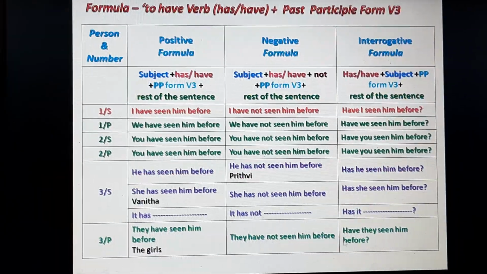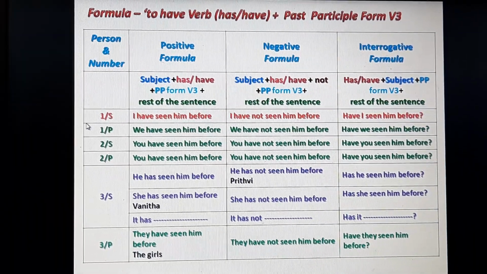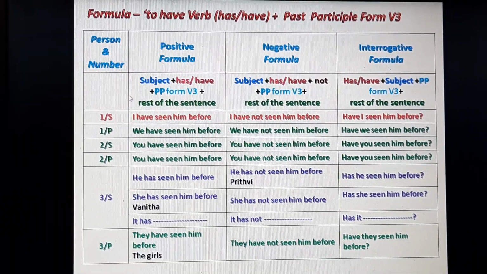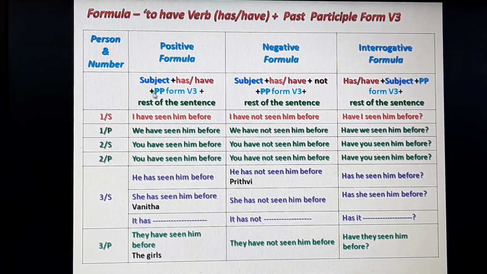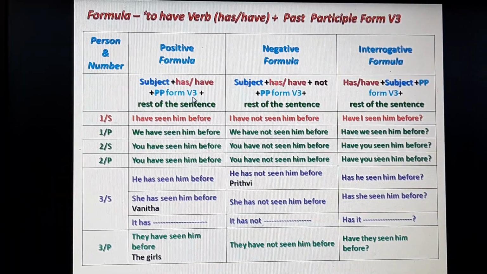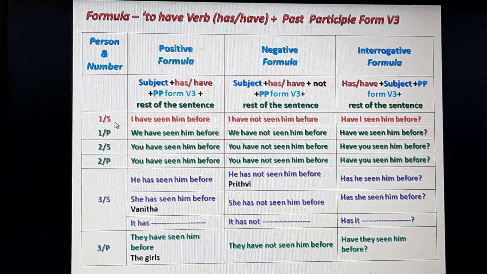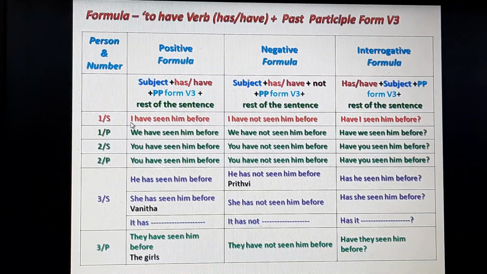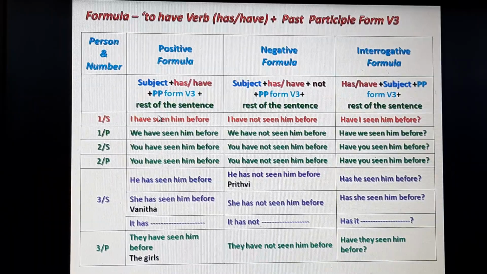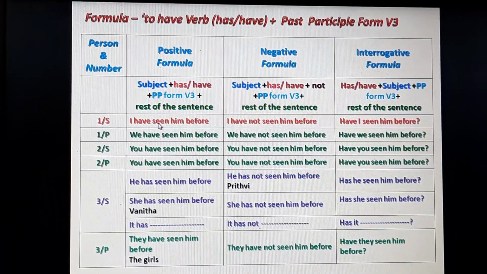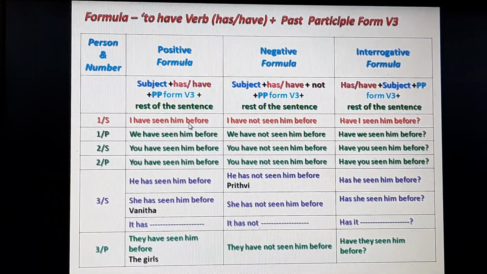Now let's see how to use them in sentences. In the first person singular, in the positive, your formula is subject plus has or have plus the past participle form of the verb, V3, plus the rest of the sentence. So in the first person singular, I is the subject, have is your auxiliary verb, seen is the past participle form of the verb see, plus the rest of the sentence. So it is I have seen him before.